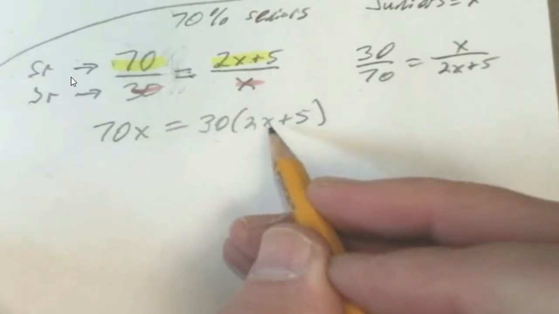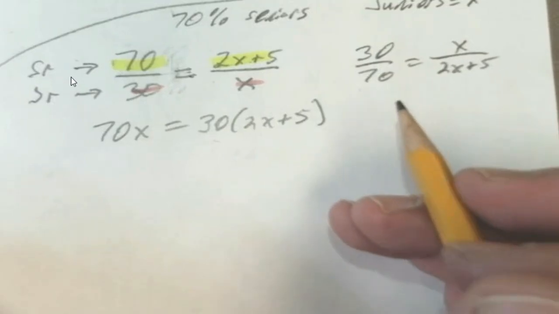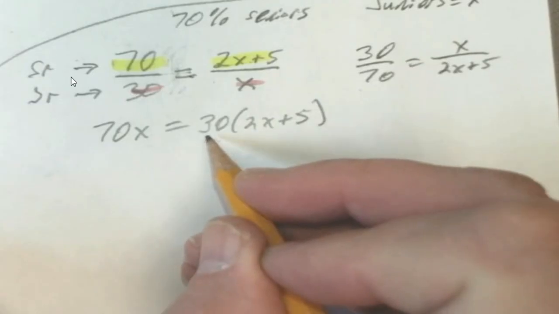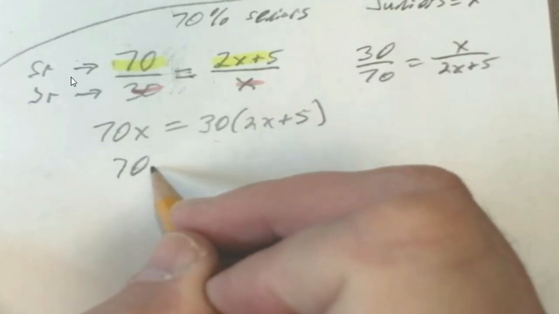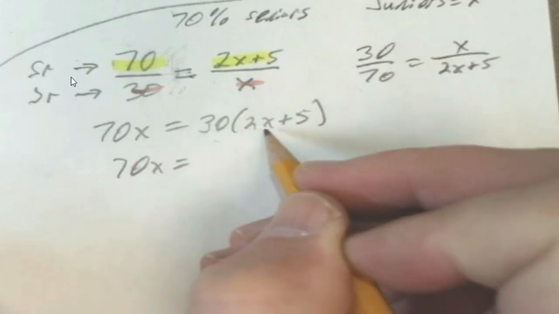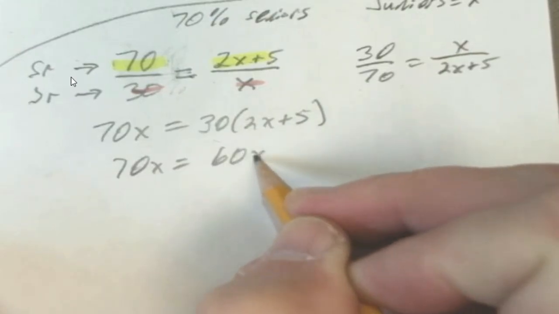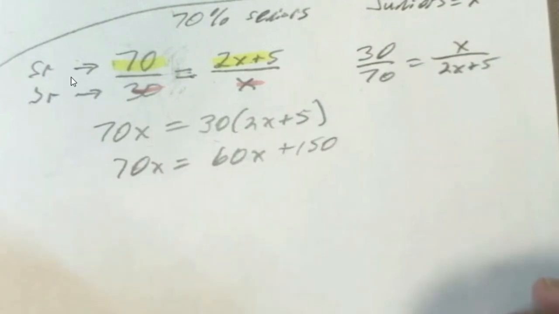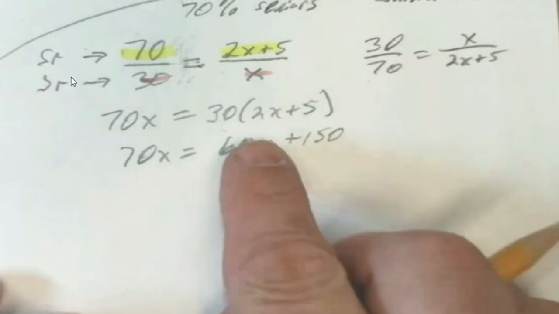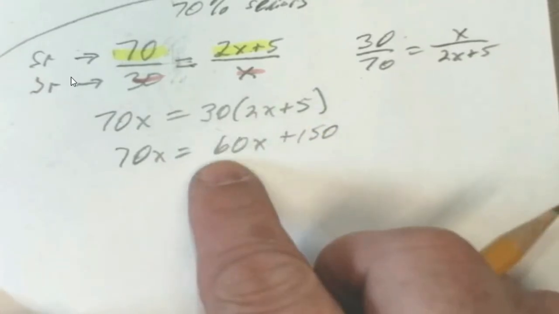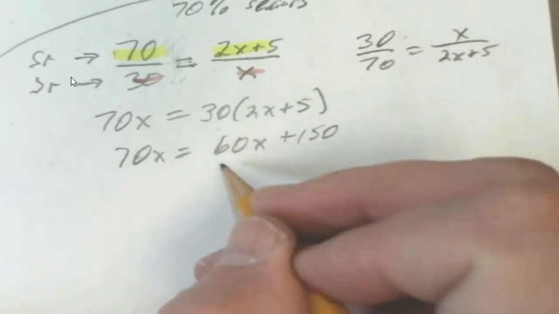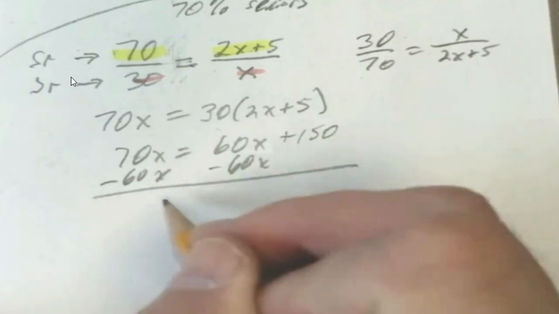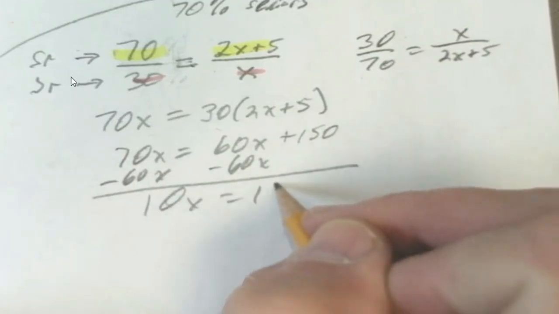Now let's simplify this. It's just math. It's just an algebra problem. We don't even have a rational expression anymore. It's just simple algebra. We have to distribute the 30. So 70x equals 30 times 2x and 30 times 5. So when we get rid of the parentheses by distributing the 30, we get 60x plus 150. Solve for x. 10x equals 150.